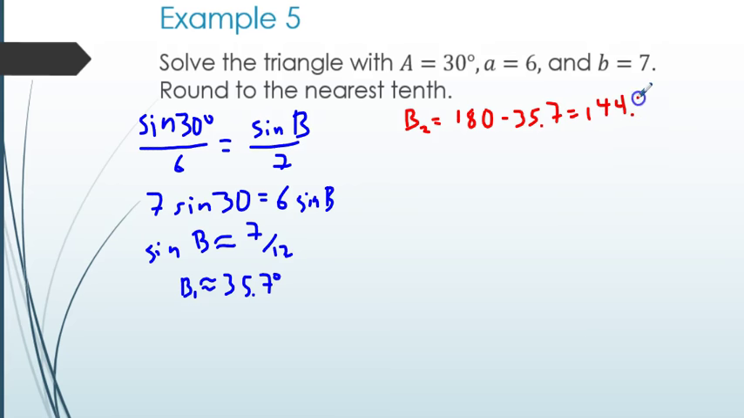Which gives us 144.3. So assuming this is a second possible angle B for a second triangle, then we would need to see what angle C would be in this case, which would be the 180 degrees that come from a normal triangle minus the 2 that we know. So we have an angle of 30. And we're saying 144.3 would be the second angle in the triangle. Which would give a value of 5.7 for the third angle.